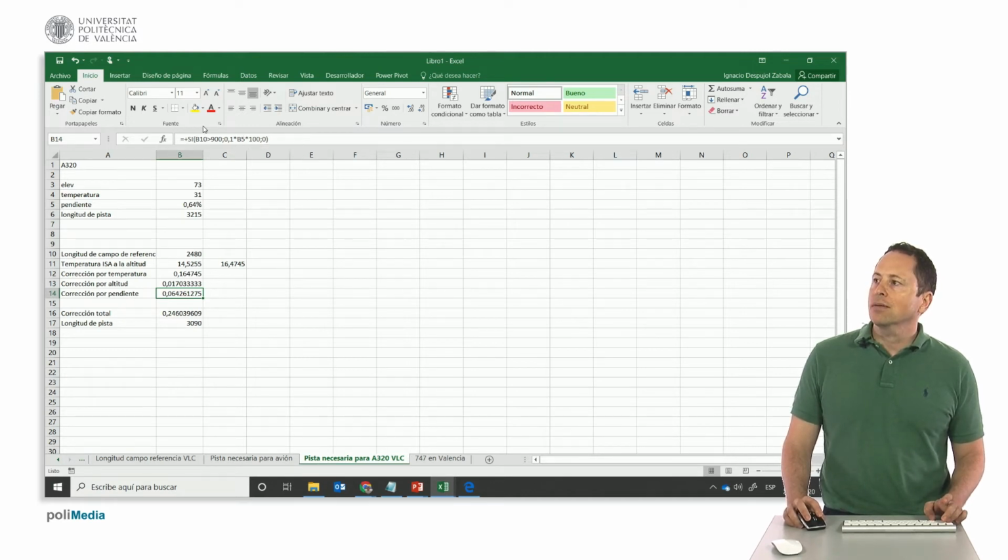Do you agree? We have again the same condition that if the length of field of reference is more than 900 meters we apply it, and if not, no. Joining all corrections together and multiplying by 1 plus this correction to find the length that we would require with standard formulas.